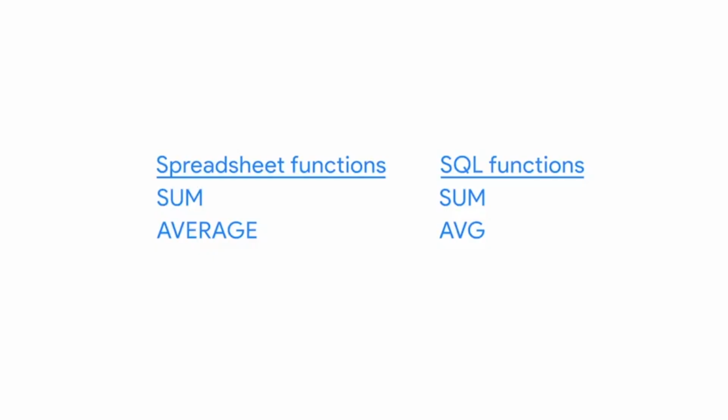For example, the sum function can complete addition problems in spreadsheets and SQL. The average function in a spreadsheet is the same as the AVG function in SQL. They both return the average value of a set of numbers. In SQL, these functions are considered aggregate functions because they perform a calculation on one or more values and return a single value. You'll learn more about how they're used with the group by command in a query soon.